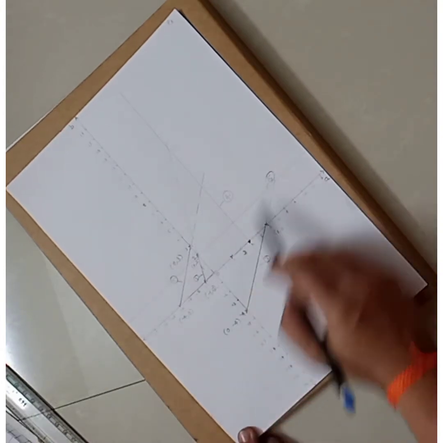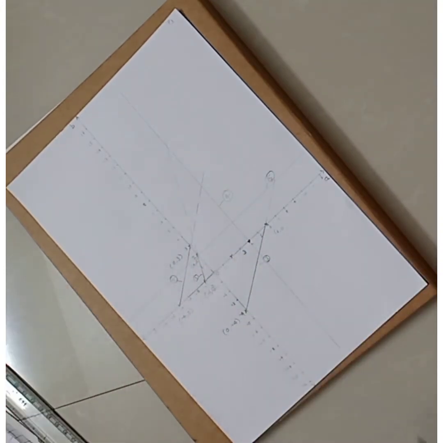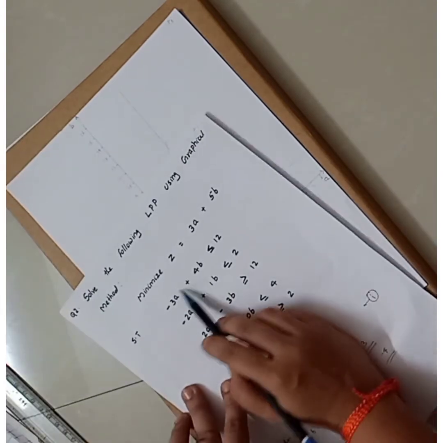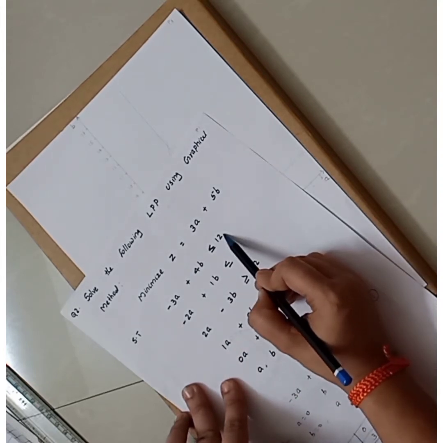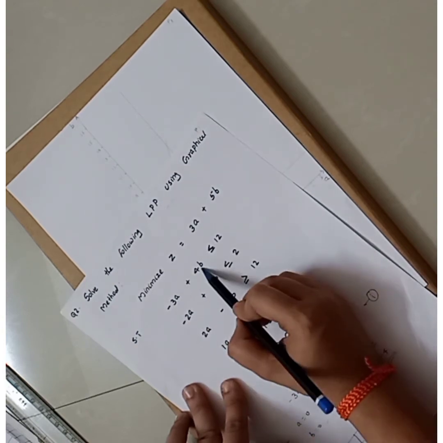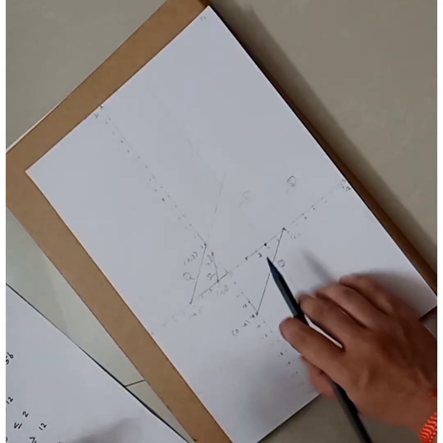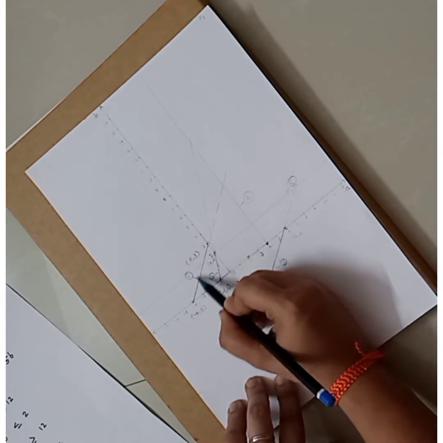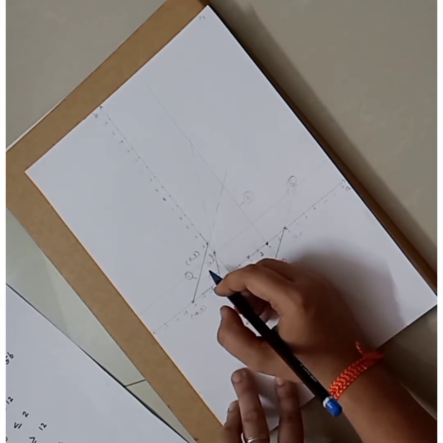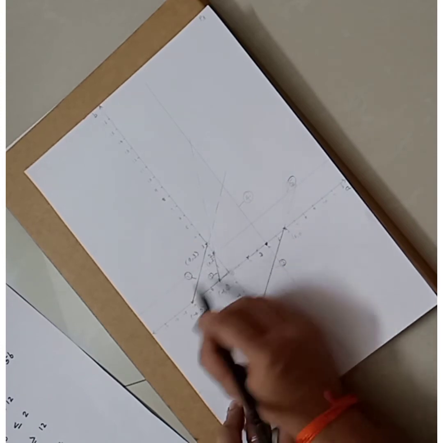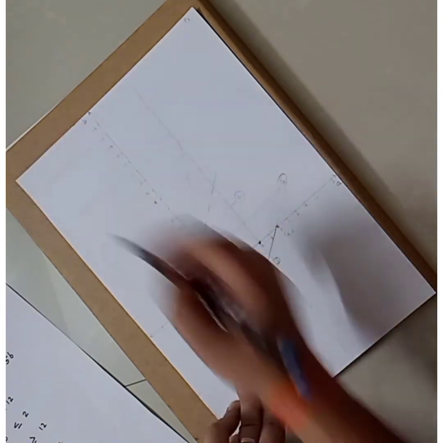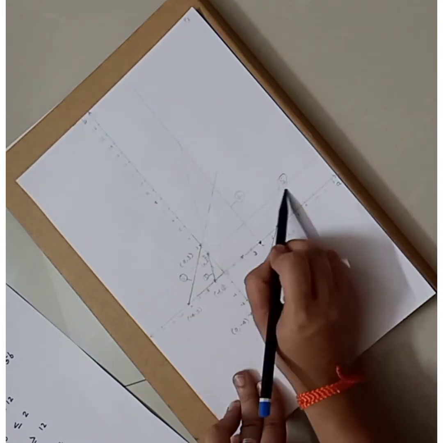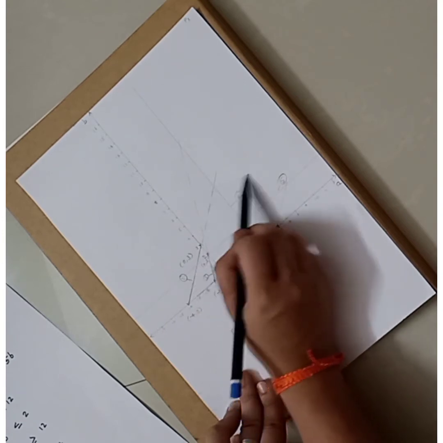Okay, so now I have extended all these constraints, all these straight lines. Now go back to the question. Here the first constraint is minus 3a plus 4b less than or equal to 12. This is the line representing the first constraint. It is telling that it is less than or equal to 12, that means the feasible region will be downwards, not upwards. So the feasible region will be below this first line.